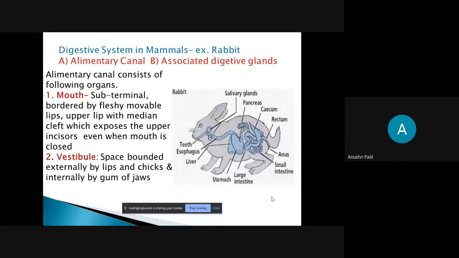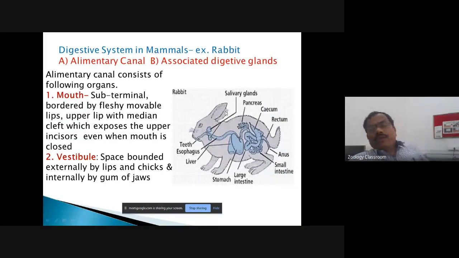Yes, sir. Okay. So this is the figure of the rat. The longitudinal section through the body is shown, which shows the presence of this entire digestive system. So this one is the alimentary canal, that is the tube, and these are the associated glands, that is, the salivary gland.